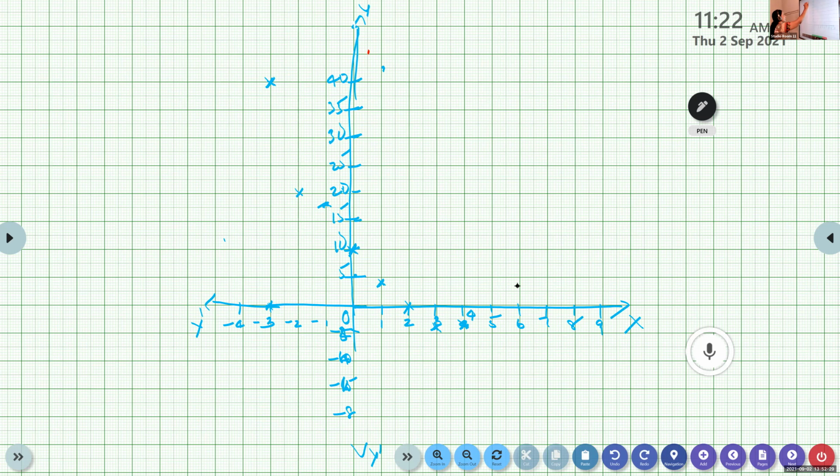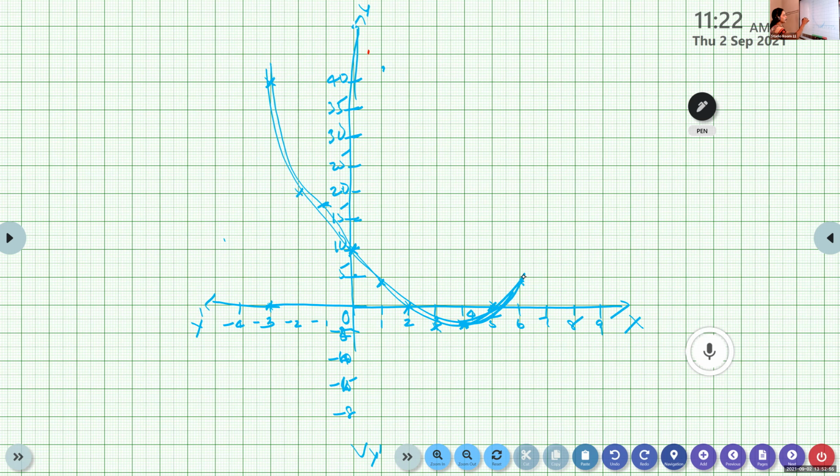Okay. Now what you have to do after plotting all the points, join these points by a smooth hand curve. You'll get a curve like this. That is, you'll be getting a parabola like this, a U-shaped curve. Don't join it with the scale. You have to join all these points by a smooth hand curve. So when you join it, you'll be getting a U-shaped curve.